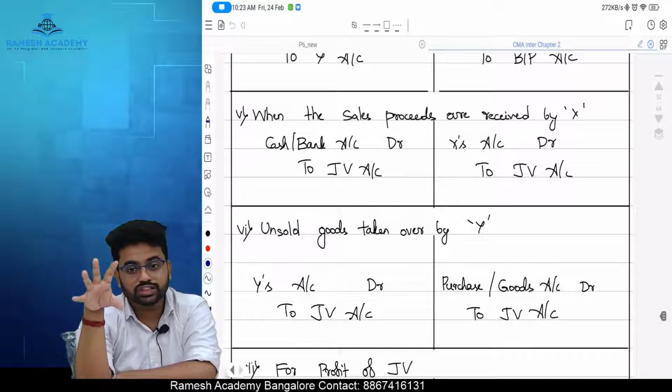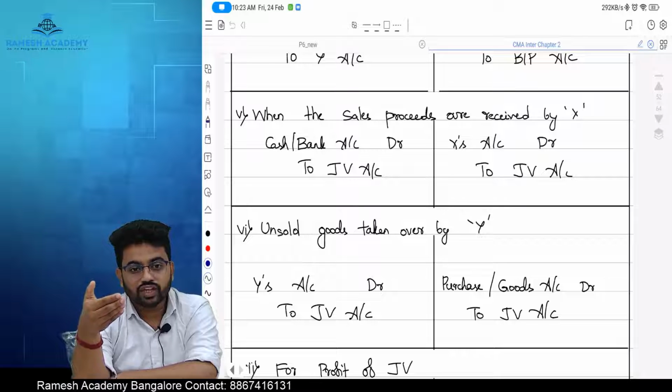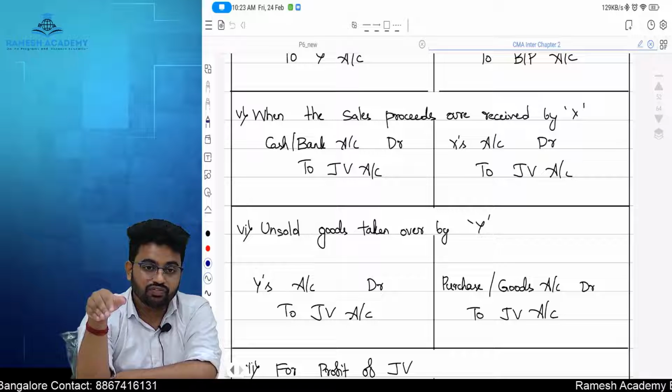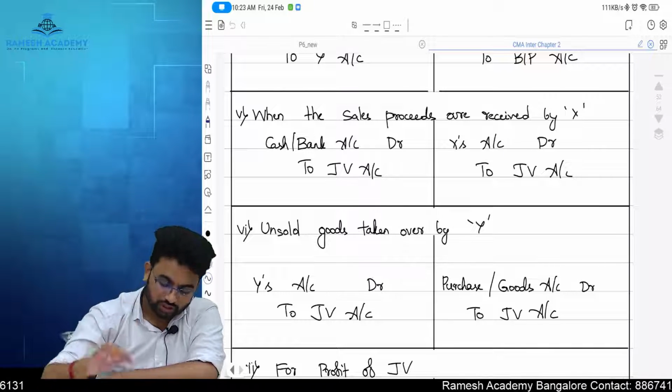When the unsold goods are taken over by Y, Y will take over the goods. So in the books of Y, purchases will increase. So purchase account debit to joint venture account. In the books of X, Y will become a debtor now for the joint venture. So Y account debit to joint venture account.